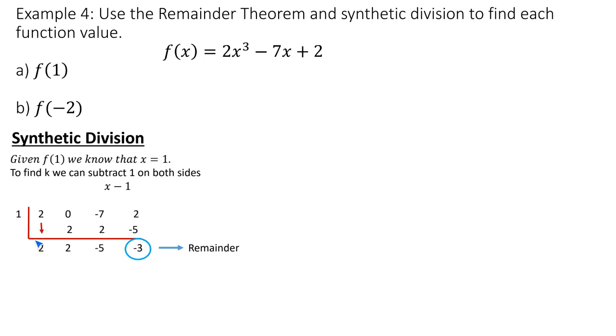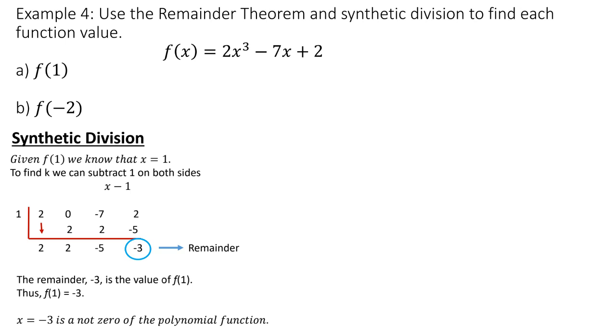So if we do the work, then we bring down the 2, multiply by 1, so we get 2, and so on. Okay. Now notice here that your remainder is negative 3. So this is using synthetic division. Now we use the remainder theorem.